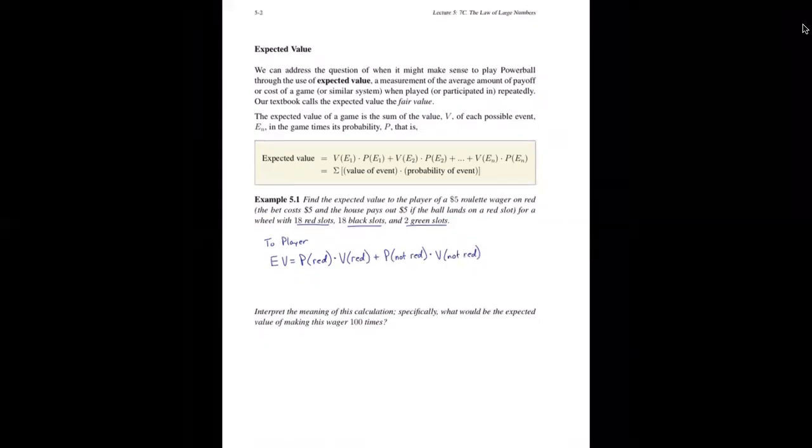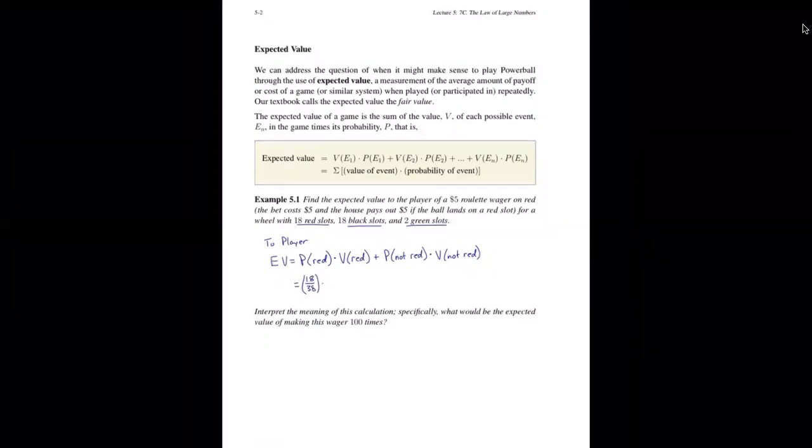Now let's see. The probability that it's red, there's 18 red slots out of the 38 slots total, times, well, what's the value if red comes up? Well, if the player bets on red and red lands, they're going to go up $5. So there's the $5 the player gains, plus the probability that red doesn't land. Well, there's 18 black slots, 2 green slots, so 20 slots that are not red. So it's 20 ways to lose out of 38, times, if red does not come up, the player is going to lose that $5 they put down. So there's our calculation so far.